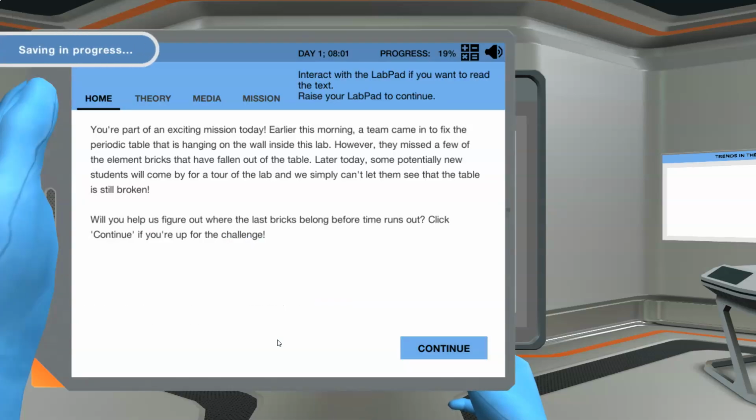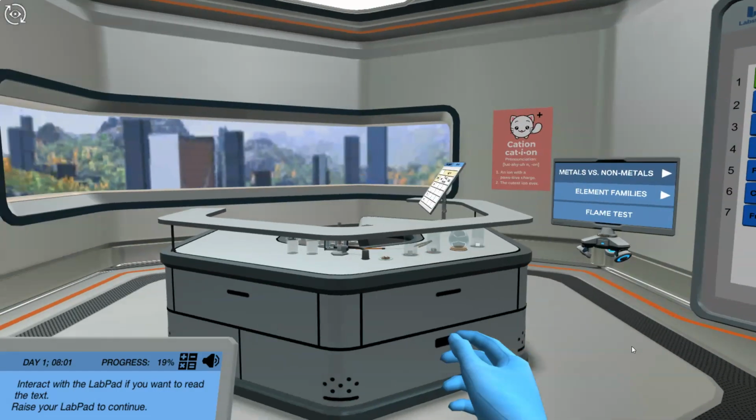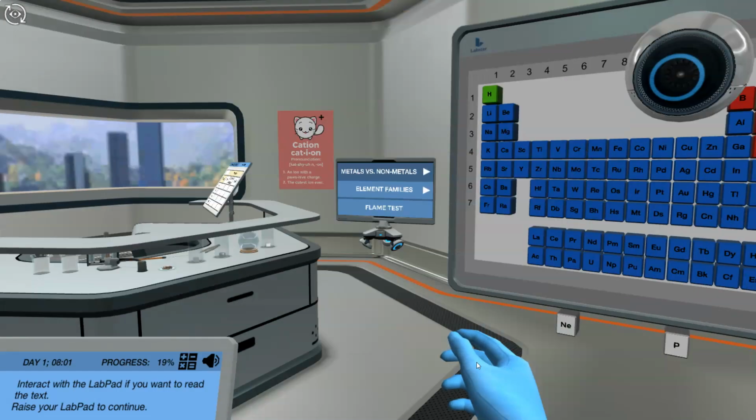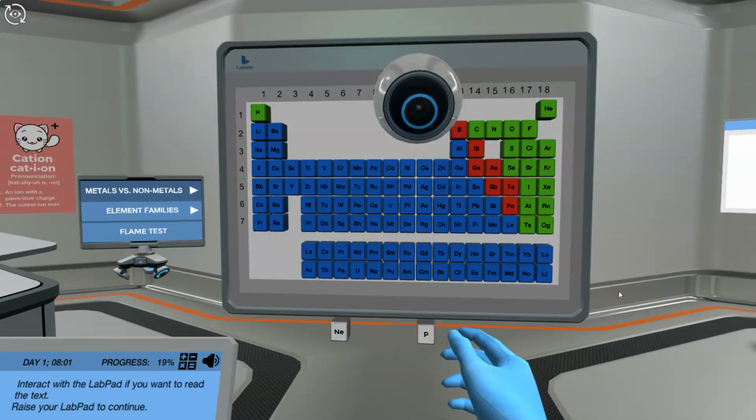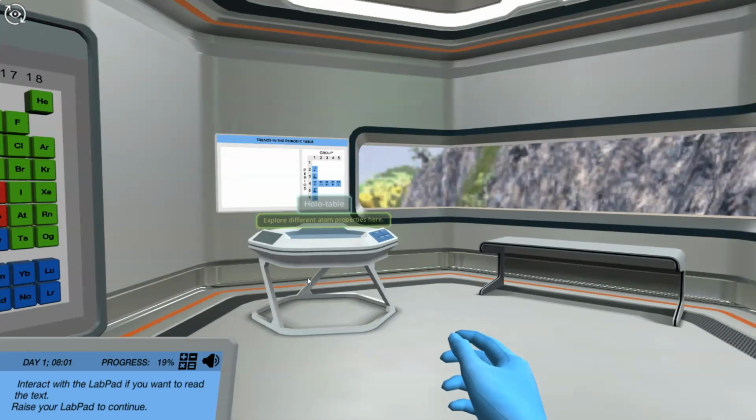You're part of an exciting mission today. Earlier this morning, a team came in to fix the periodic table that is hanging on the wall inside this lab. However, they missed a few of the element bricks that have fallen out of the table.